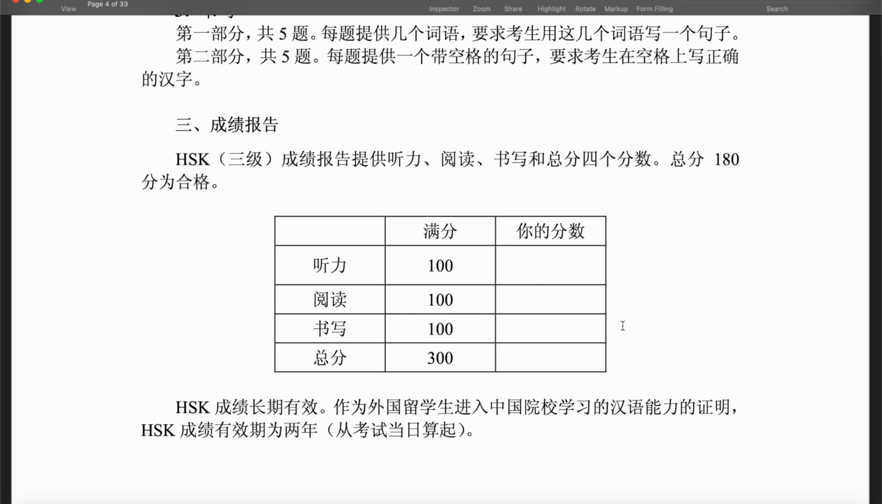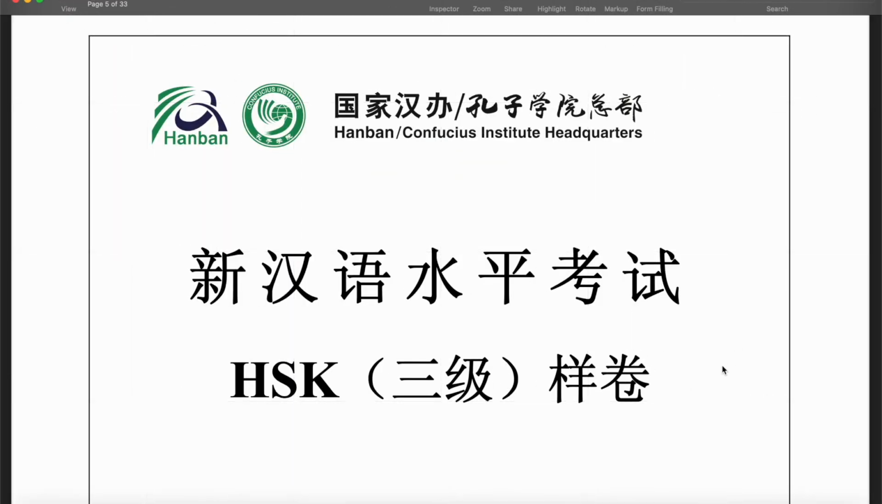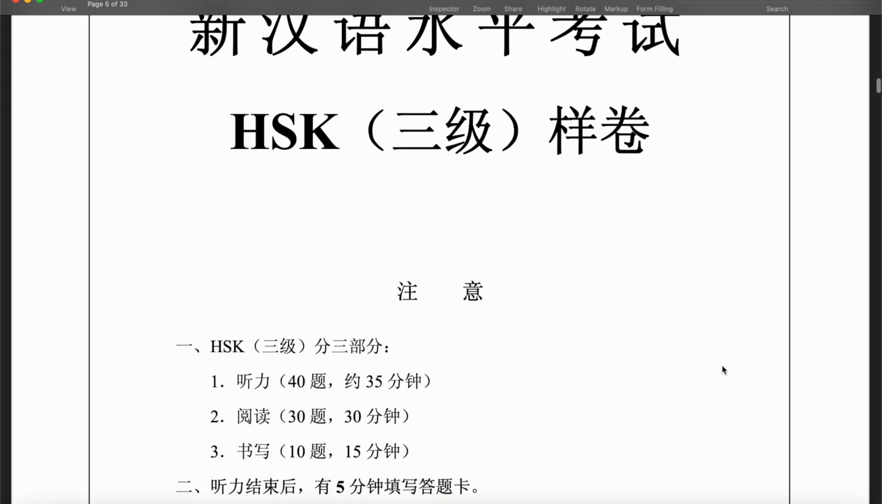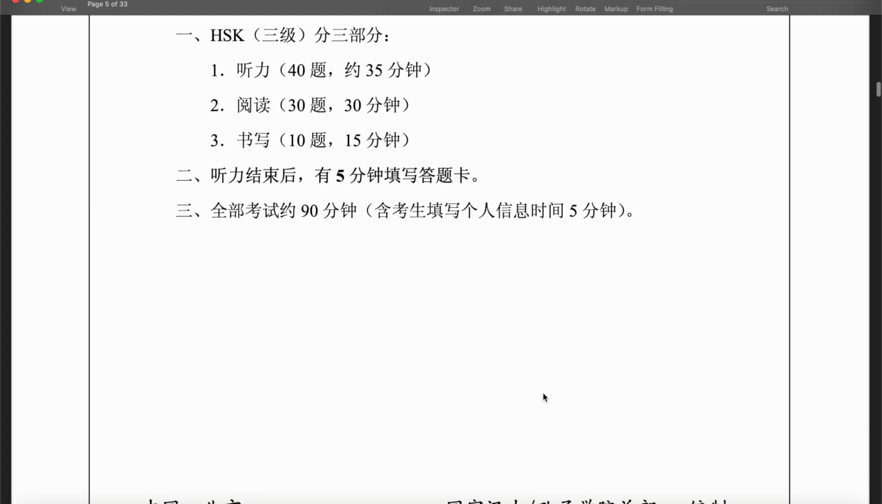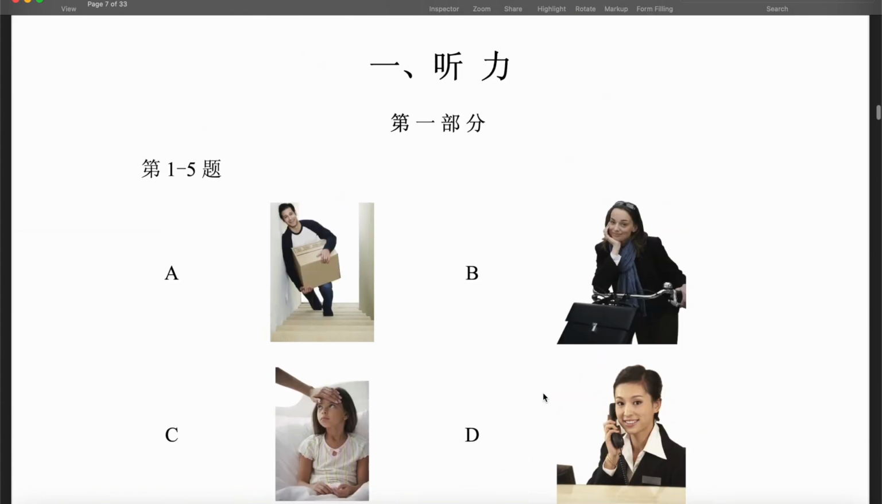Yes, so now let's go and see what kind of questions we have in each section. So here we are with this HSK level 3 test paper. Again, as you can see, the same information is here. The total time is 90 minutes, because 5 minutes they'll give you to transfer your answers from the question paper to the OMR sheet, and 5 minutes for writing your personal information like name, gender, nationality and all those details. So we'll move to the listening section.